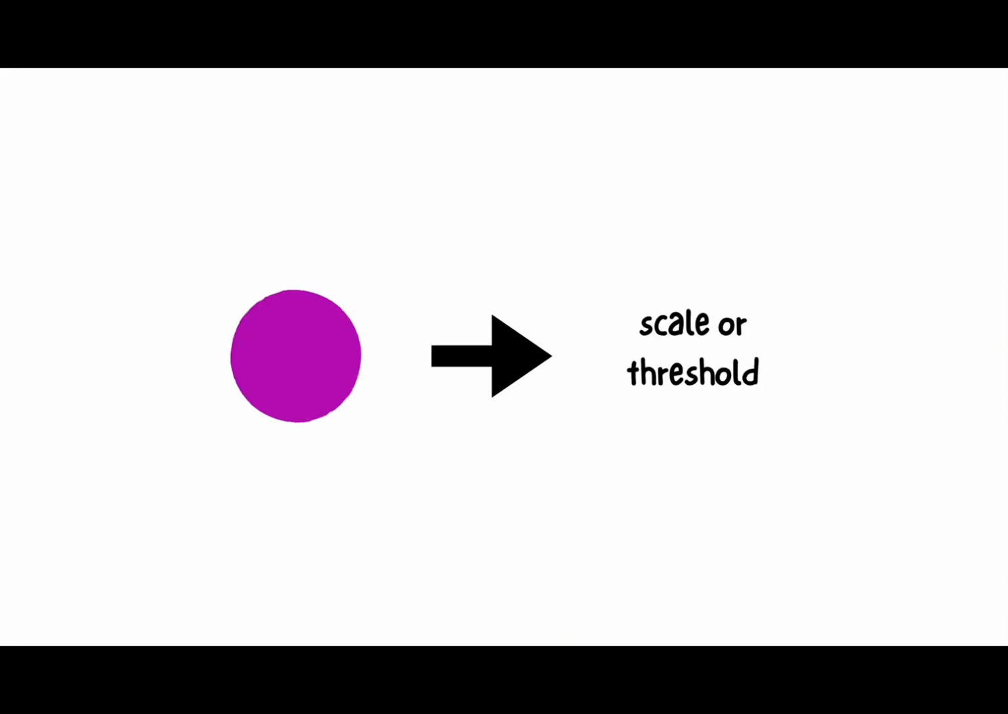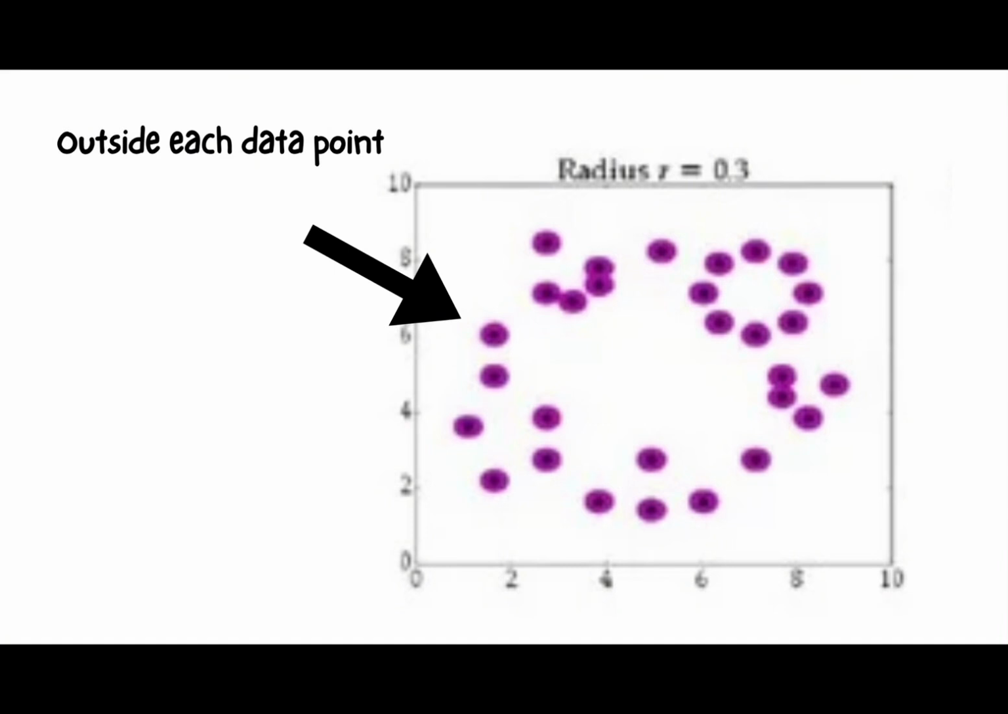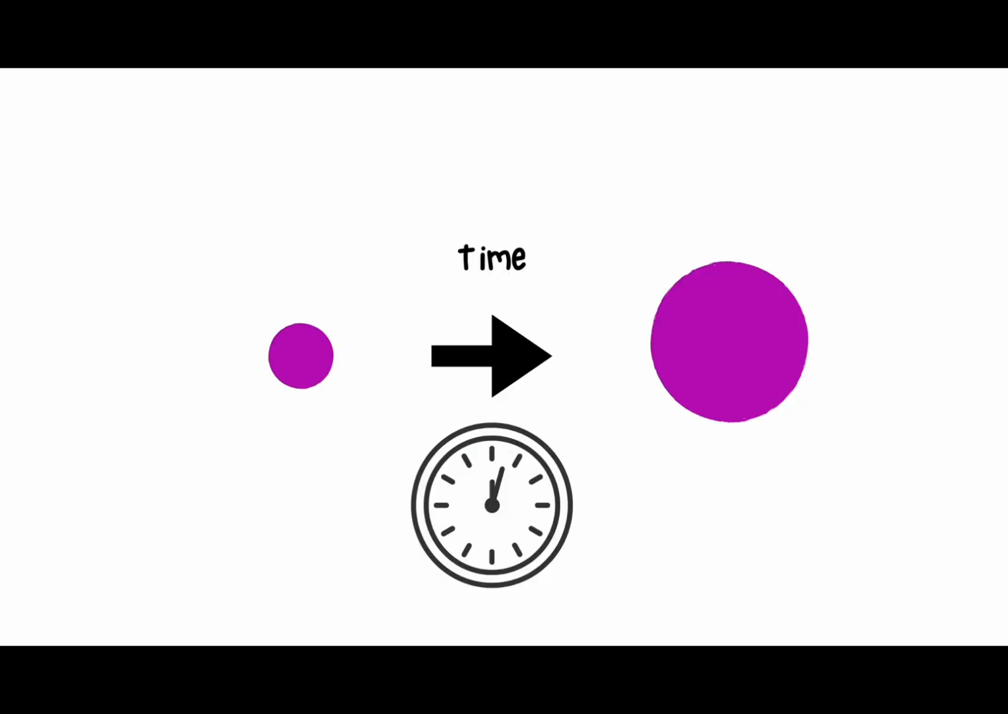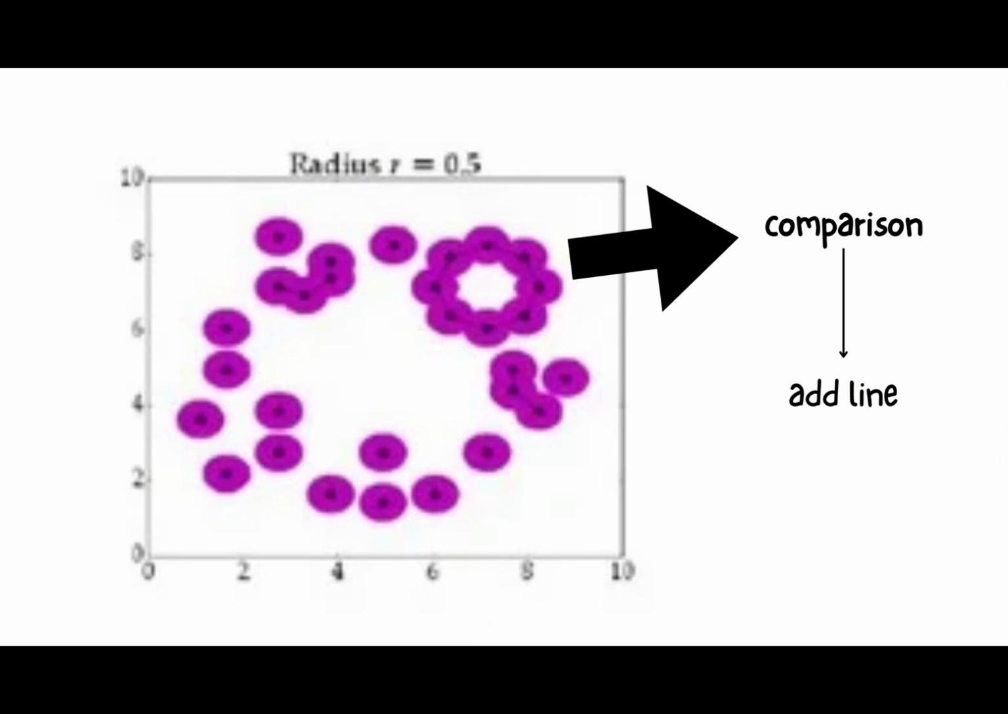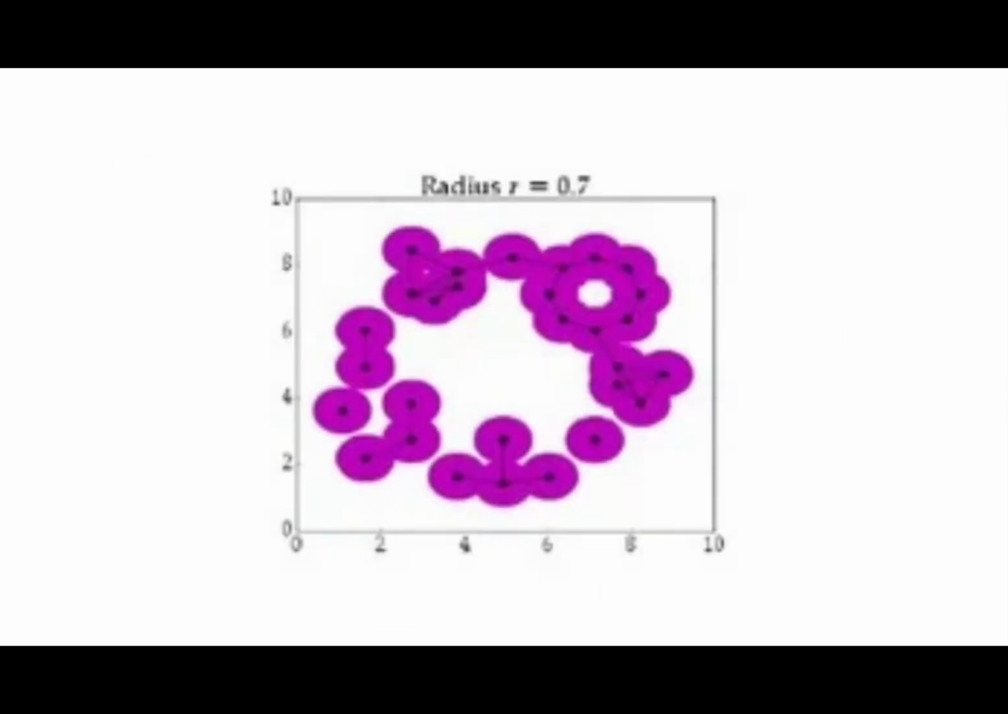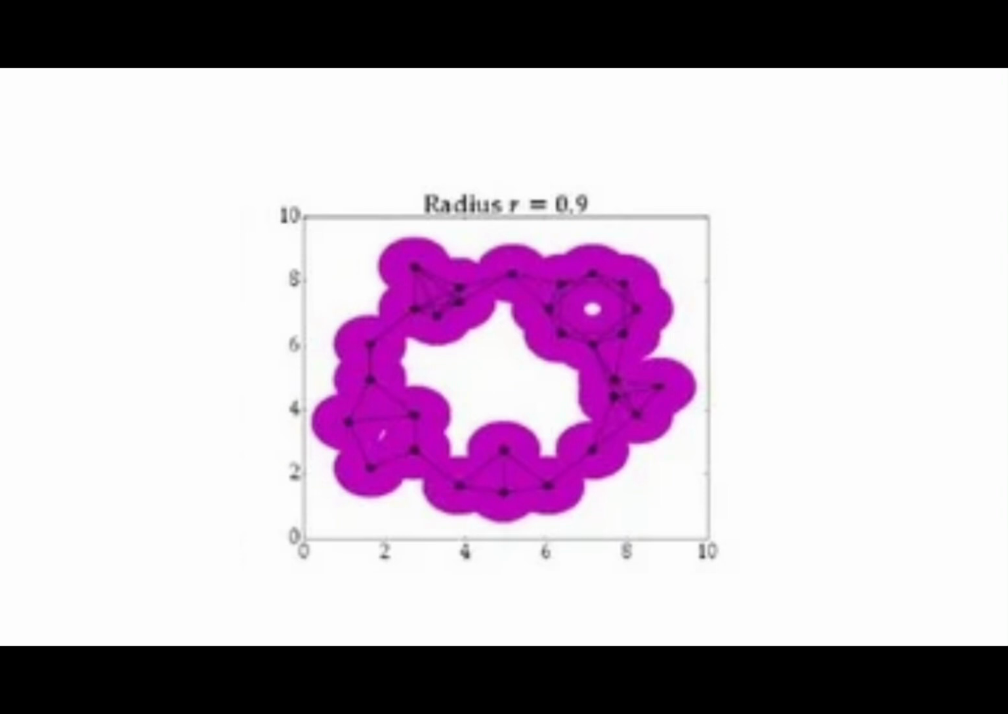Let's say now we have a set of data, and we define a scale or a threshold to be applied to each data point as a circle. The radius of this circle is uniform for all data, and the size of the radius can change over time. When two circles start to intersect, we connect the data points to form a one-dimensional line segment. As this threshold continues to increase, higher dimensional complexes can be constructed.